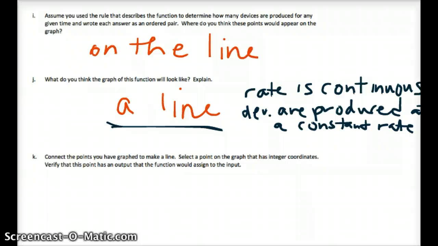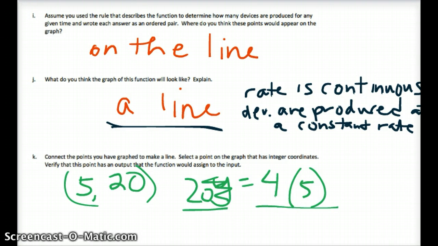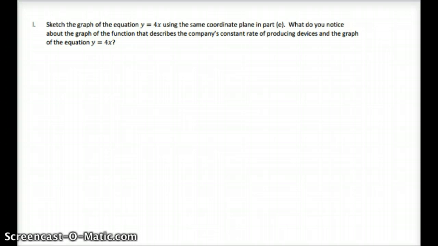Connect the points you have graphed to make a line. Select a point on the graph that has integer coordinates. Verify that this point has an output that the function would assign to the input. So I see that (5, 20) might be on the graph. So I plug it in. y equals 4 times 5. The y is actually 20. Is 20 4 times 5? Yes.